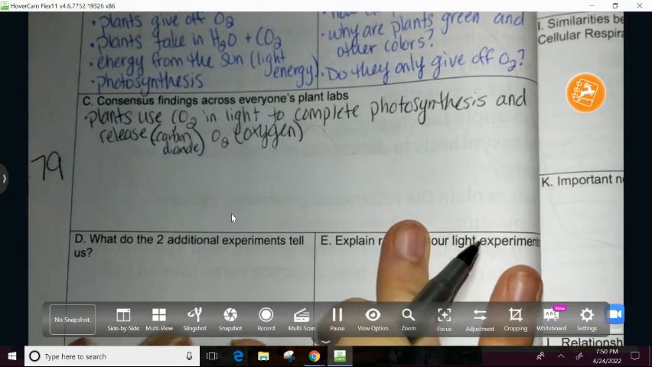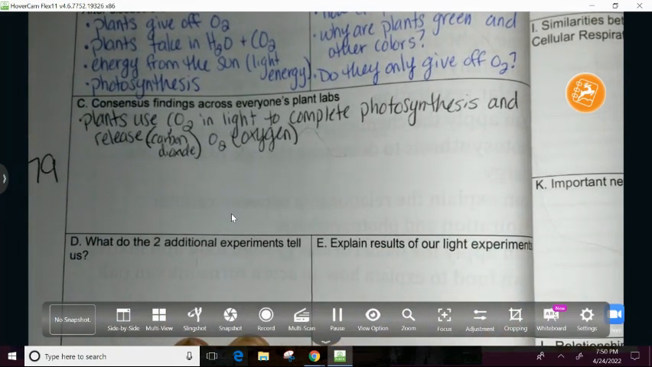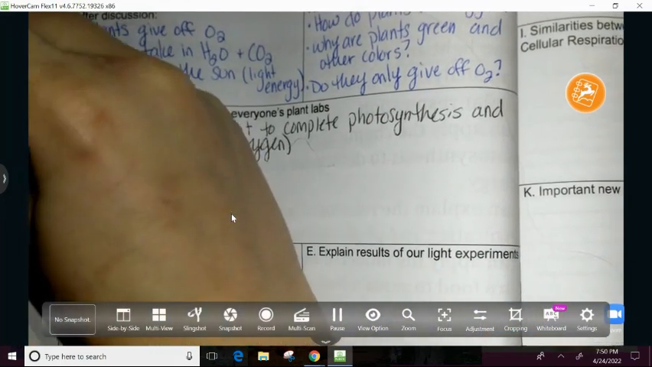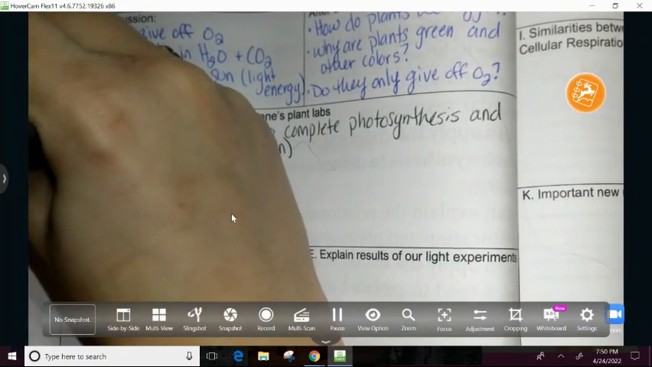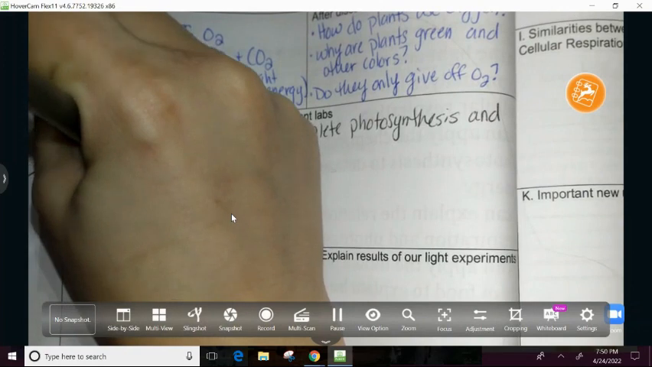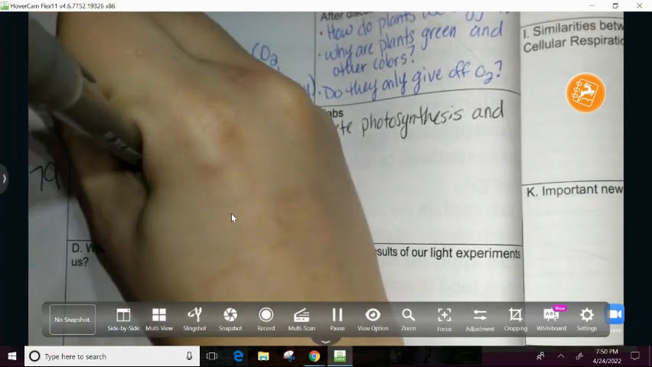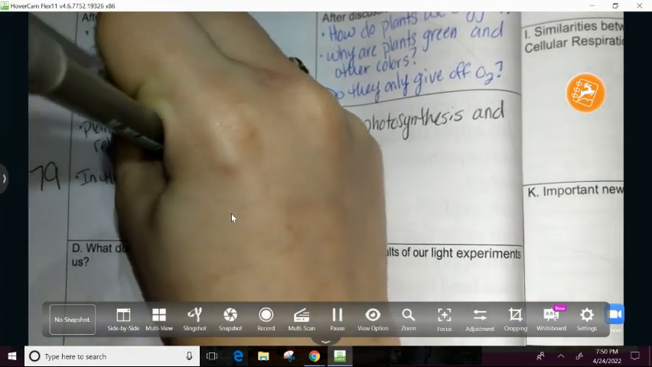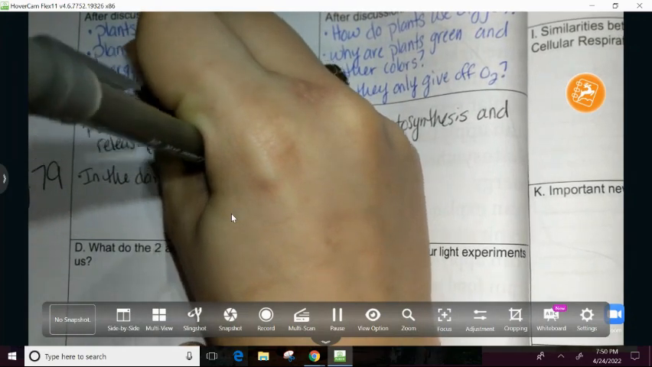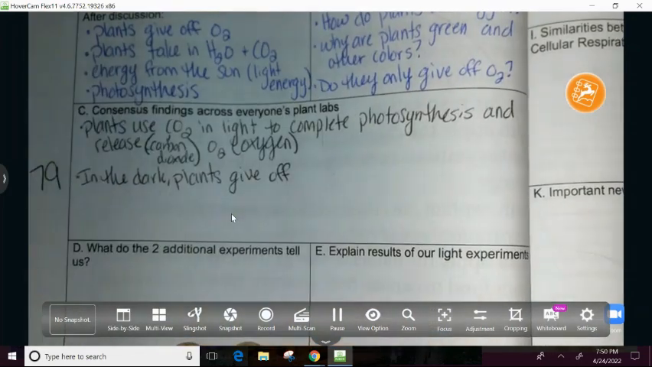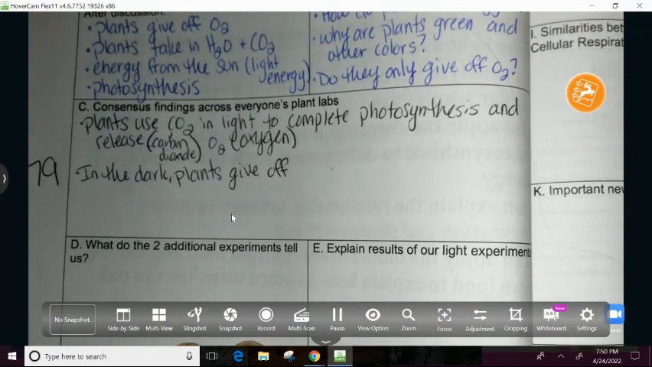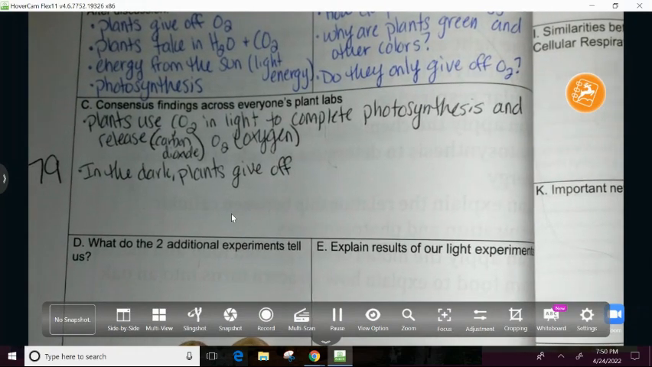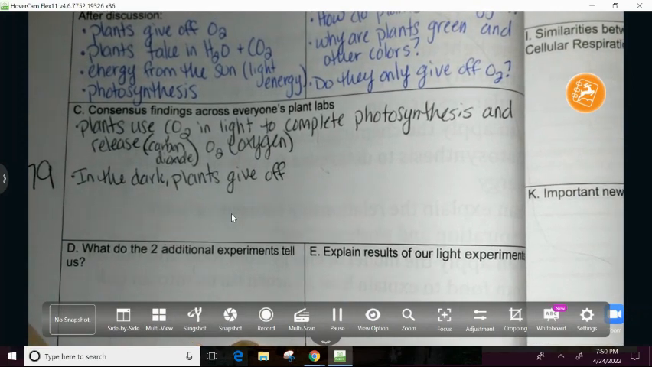All right, so then we looked at the difference between in the light and in the dark. In the dark, when there is no sunlight, plants give off carbon dioxide because they still go through cellular respiration. We learned last unit that all living things go through cellular respiration.